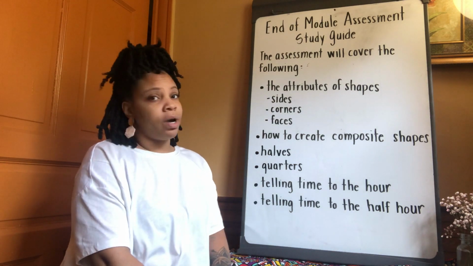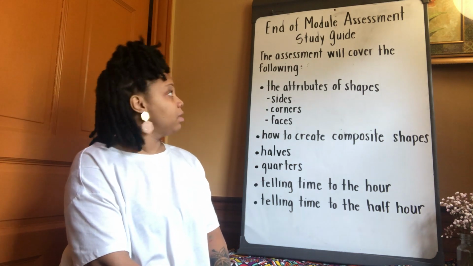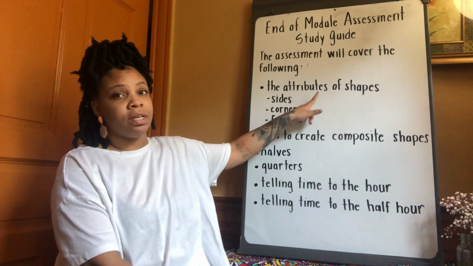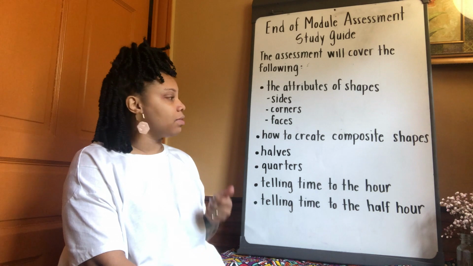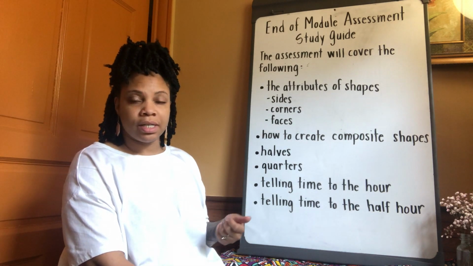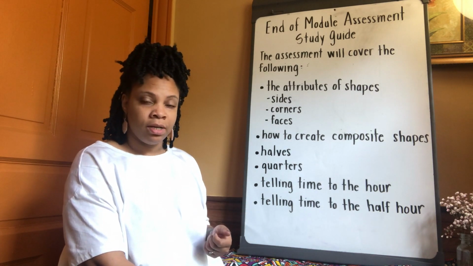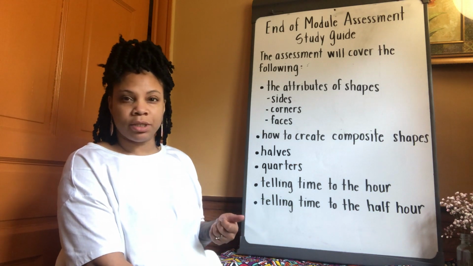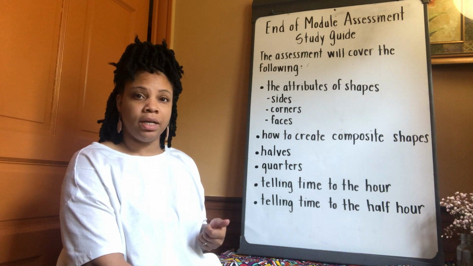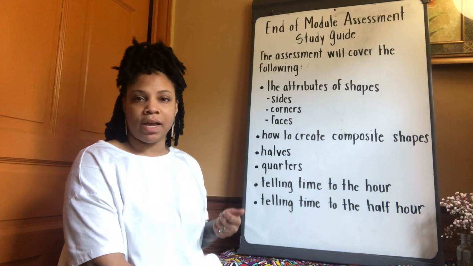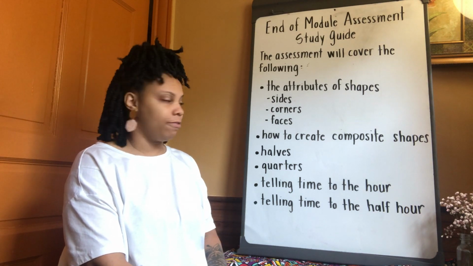The assessment will cover the following concepts: the attributes of shapes. So it's going to ask you information about the sides, corners, and faces of shapes, right? Because we have our two-dimensional shapes and our three-dimensional shapes. So you need to know how many sides, corners, and faces those shapes have.